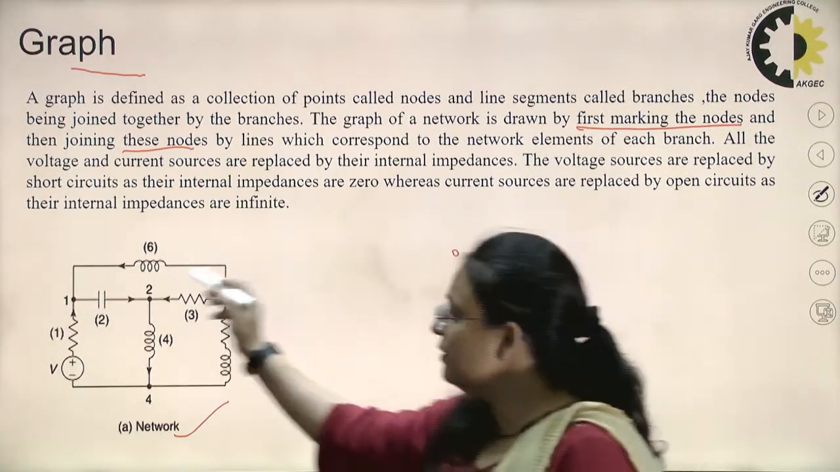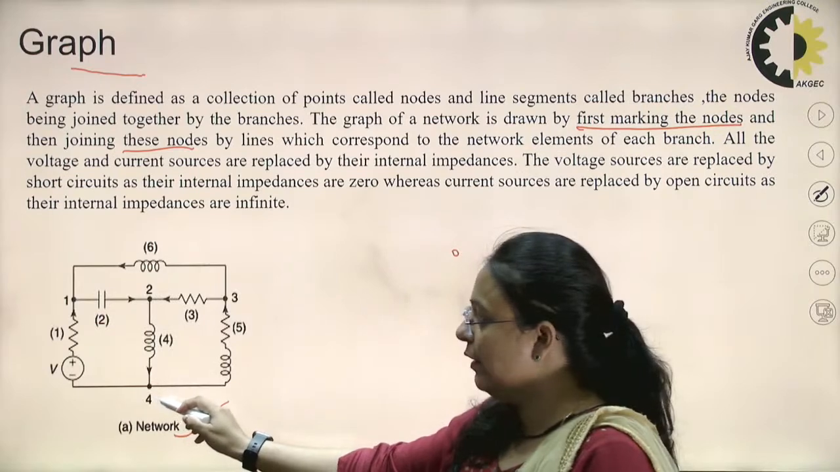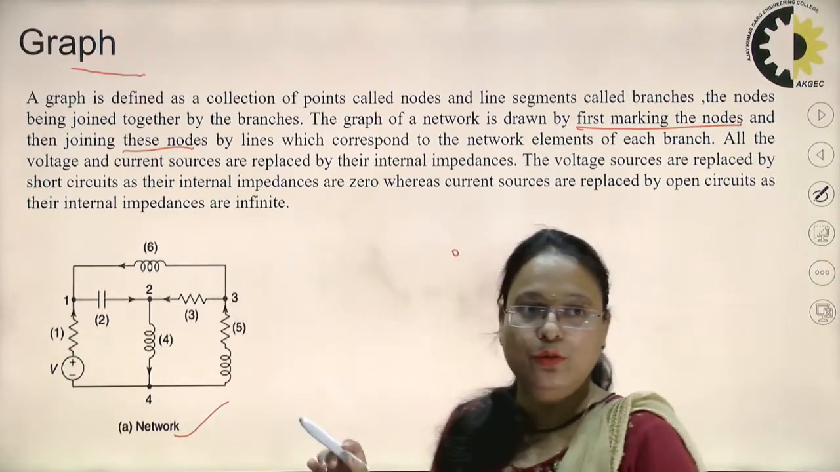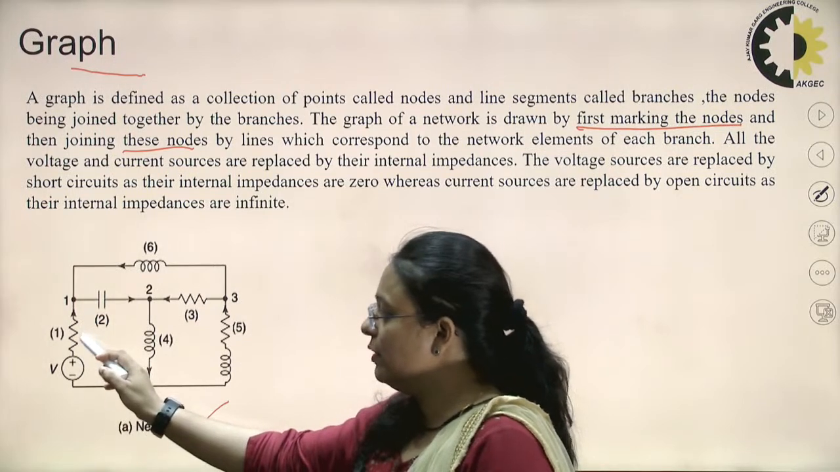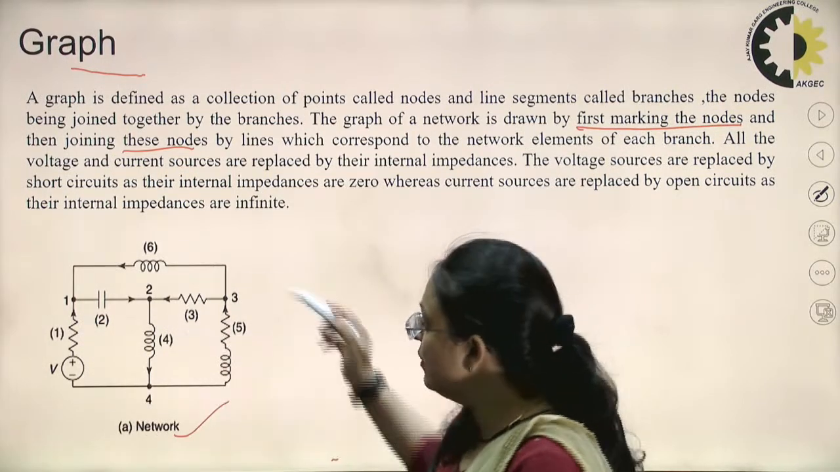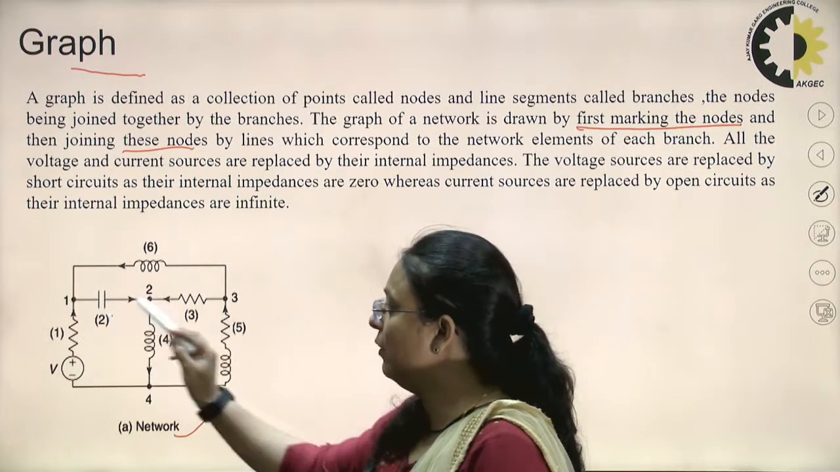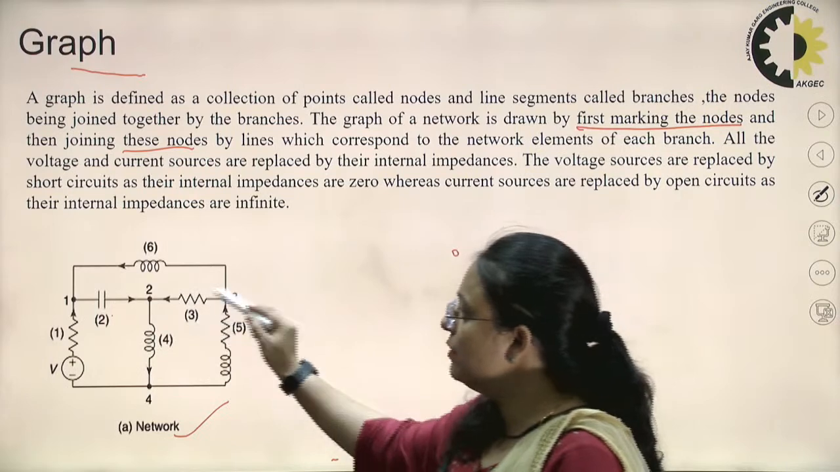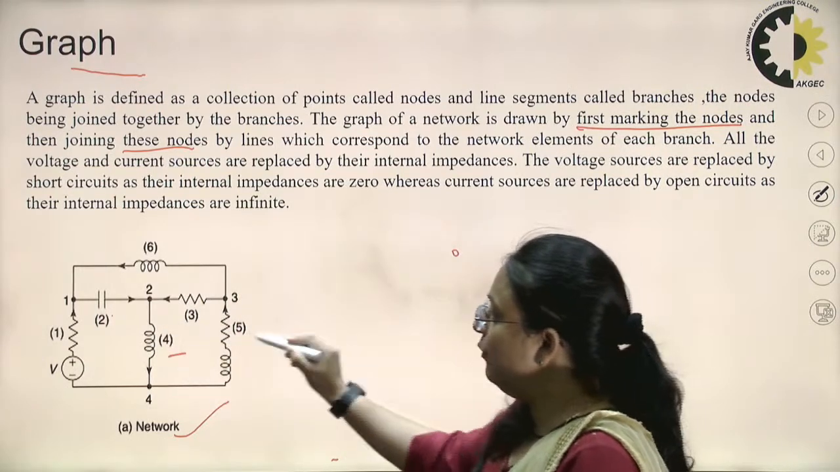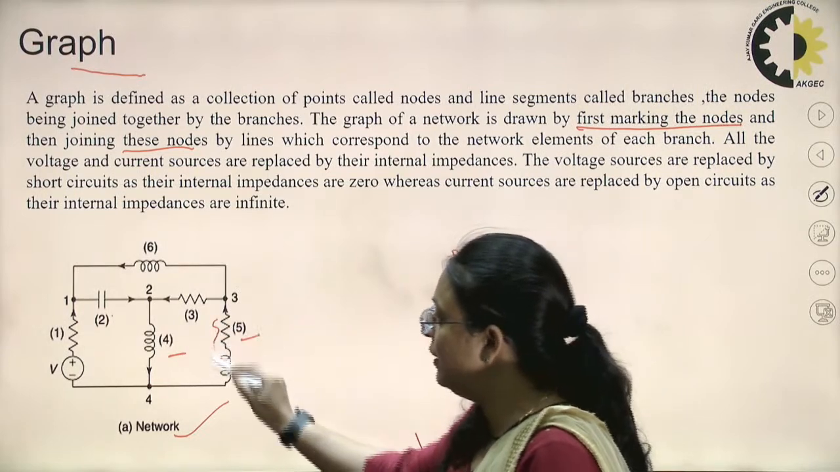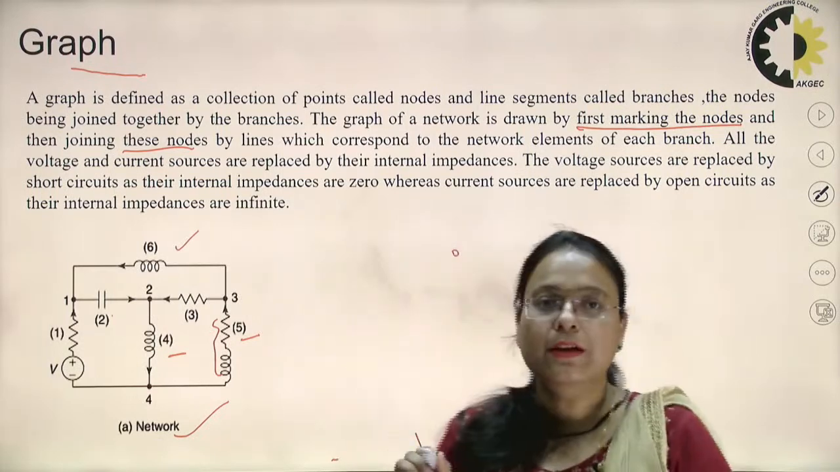You can see in this electric network I have shown 1, 2, 3 and 4 nodes and a total of 6 branches are shown here. One is the voltage source in series with the resistor, the second branch contains the capacitor, in the third branch there is a resistor, in the fourth branch there is the inductor, in the fifth branch the resistor is in series with the inductor, and in the sixth branch there is an inductor.